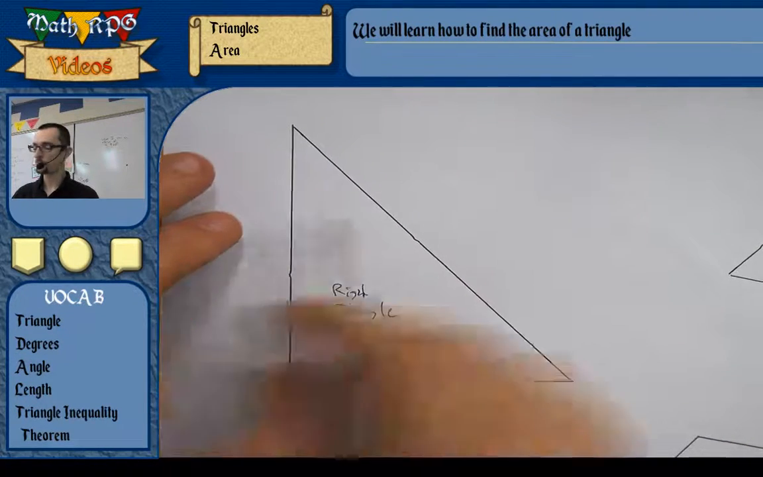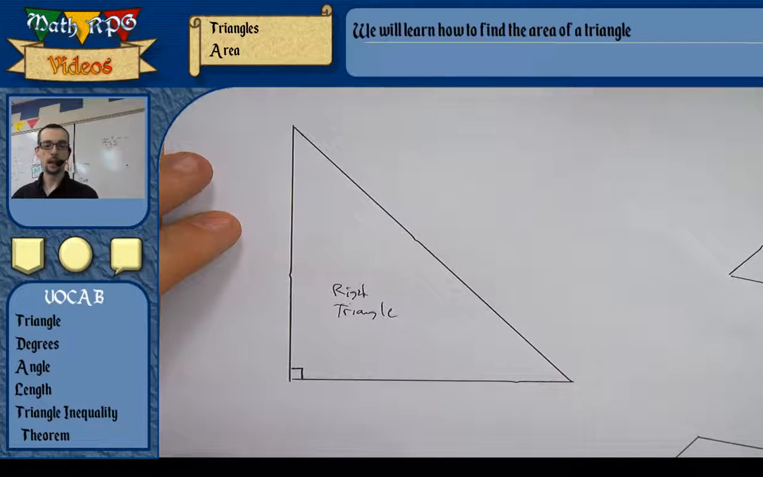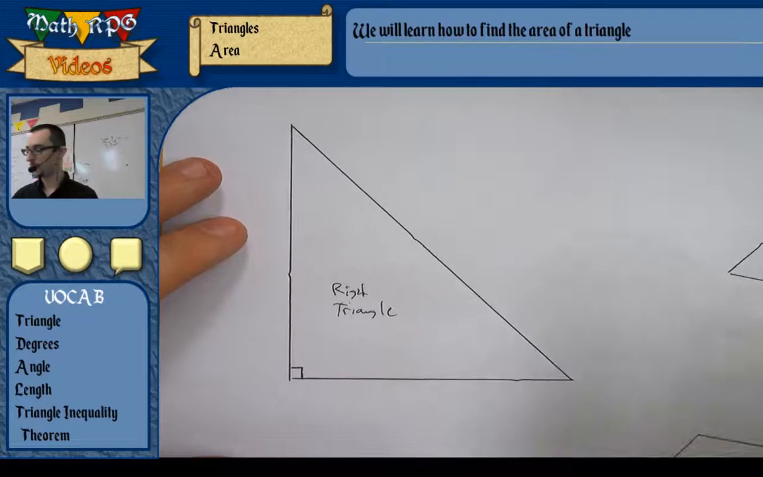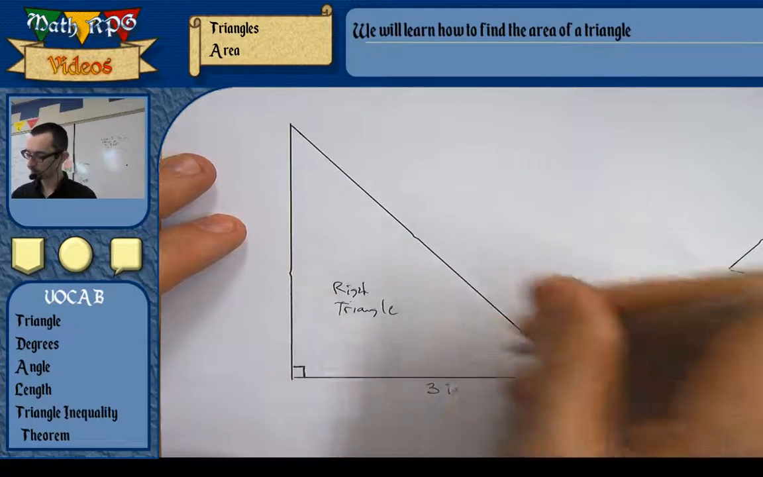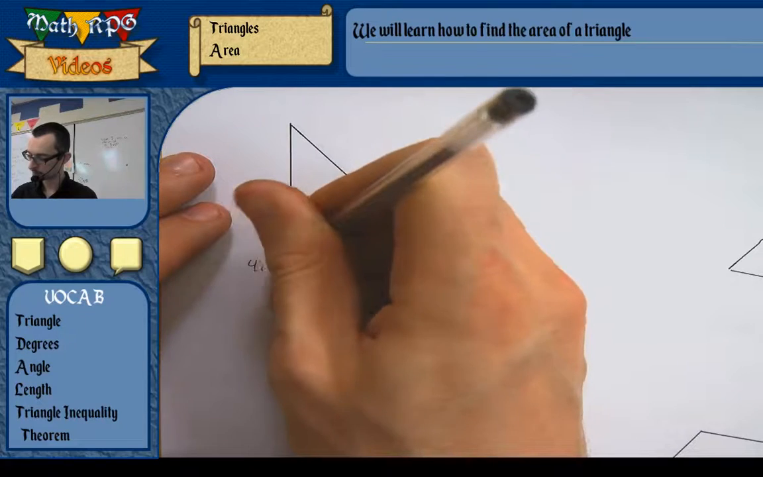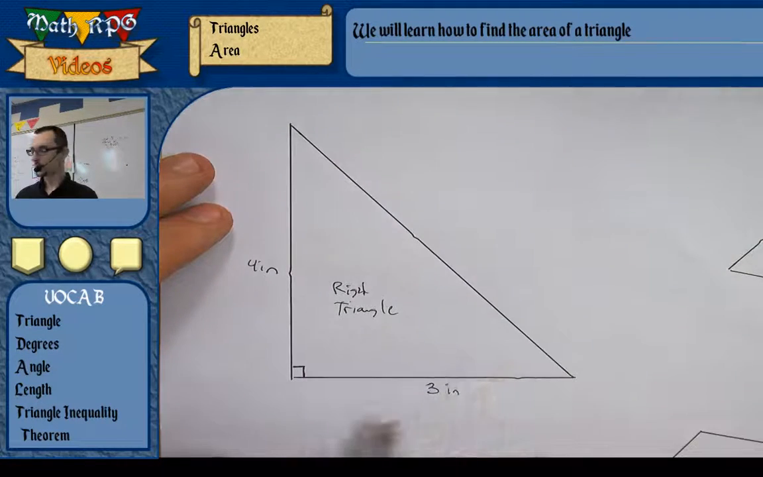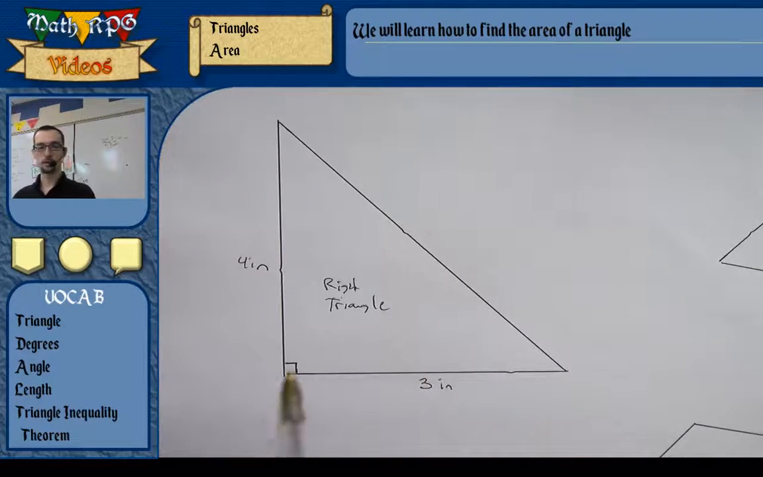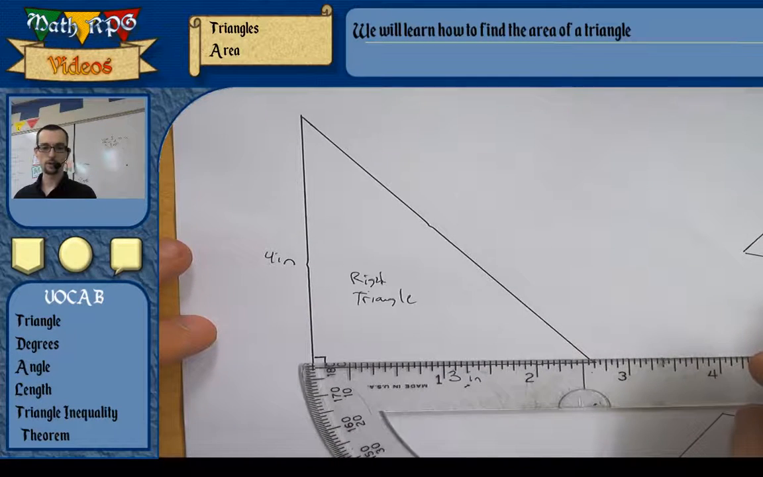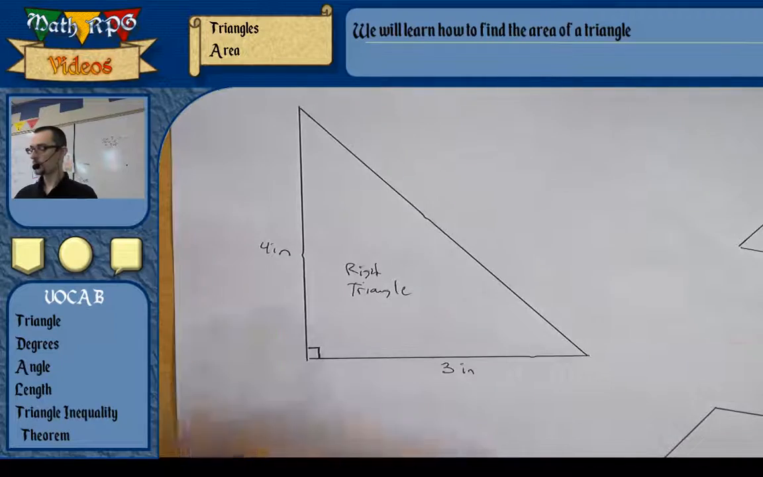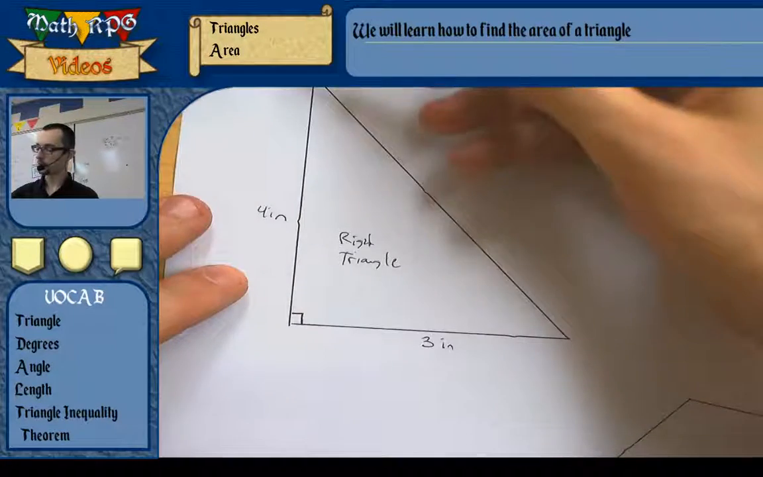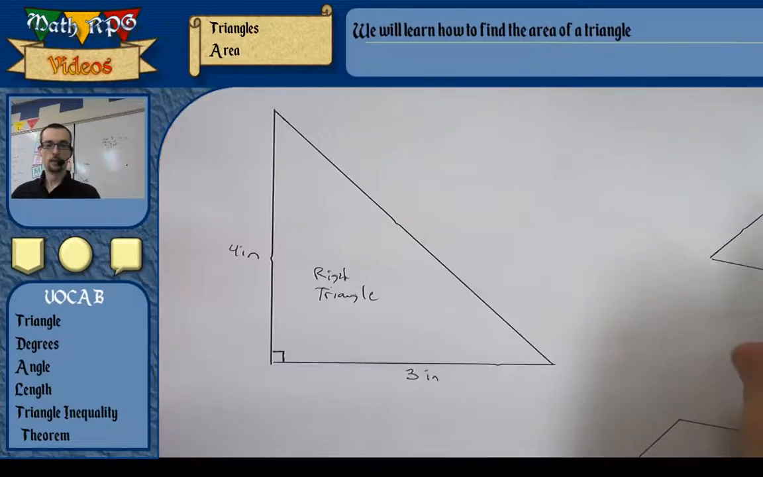Area means how much space this triangle takes up. And we measure area in square units, whatever we measured this in. This one happens to be measured in inches. This is 3 inches. This is 4 inches. When I measured that, I used a ruler, and I measured 3 inches along a straight line, from 0 to 3. I measured 4 here, and this was actually 5, but that doesn't matter for this.